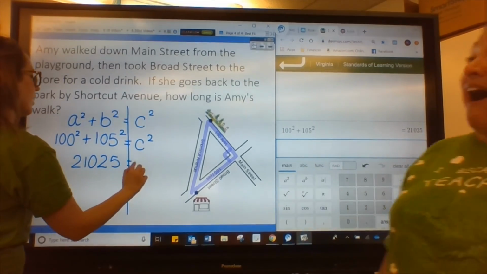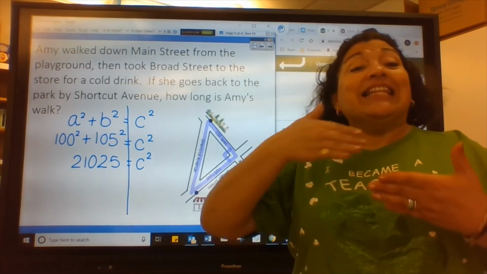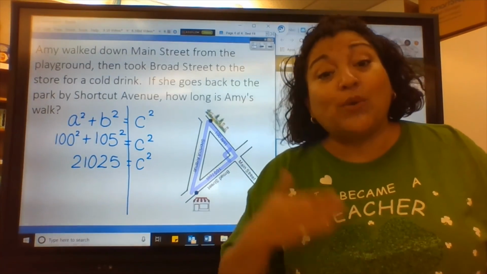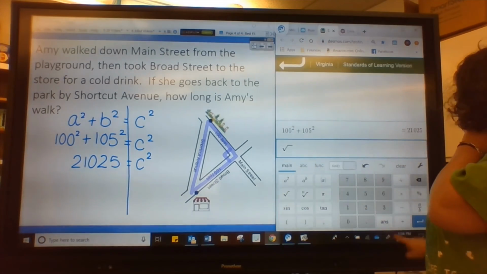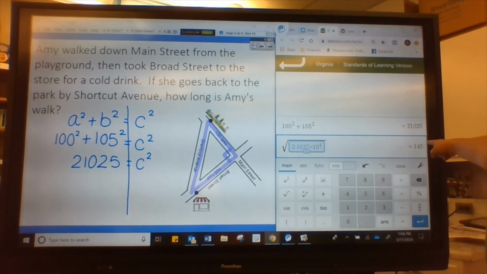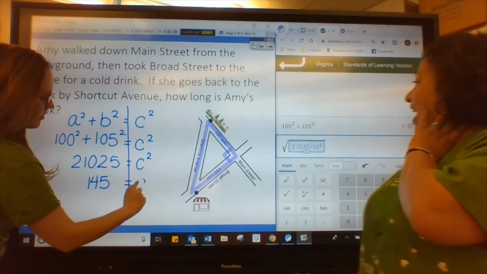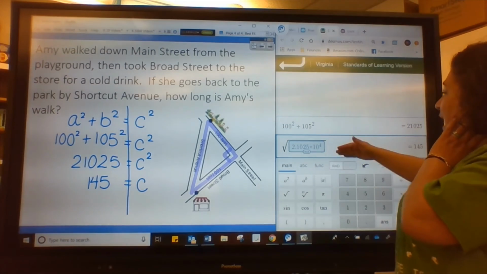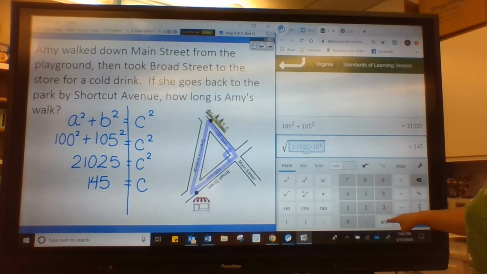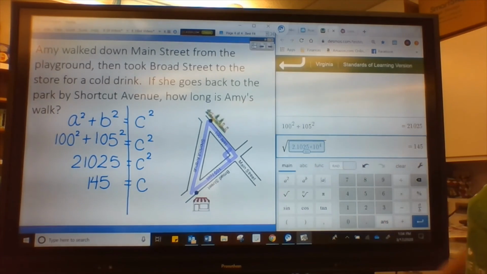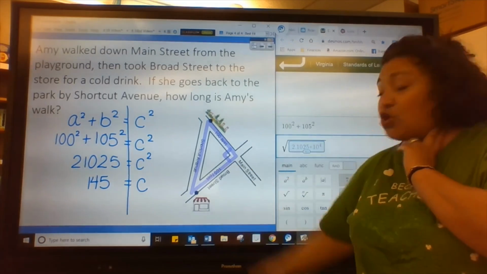21,025. Do not stop there. That's not your answer. That's what the hypotenuse squared is. That's what c squared is. So to get the answer, you're going to have to take the square root of your answer, which gives you 145. The way I did that on the calculator is I went down one line, pushed the square root symbol, and then used the answer button to pull it down. And it gave me the answer. And that is the length of that shortcut avenue.